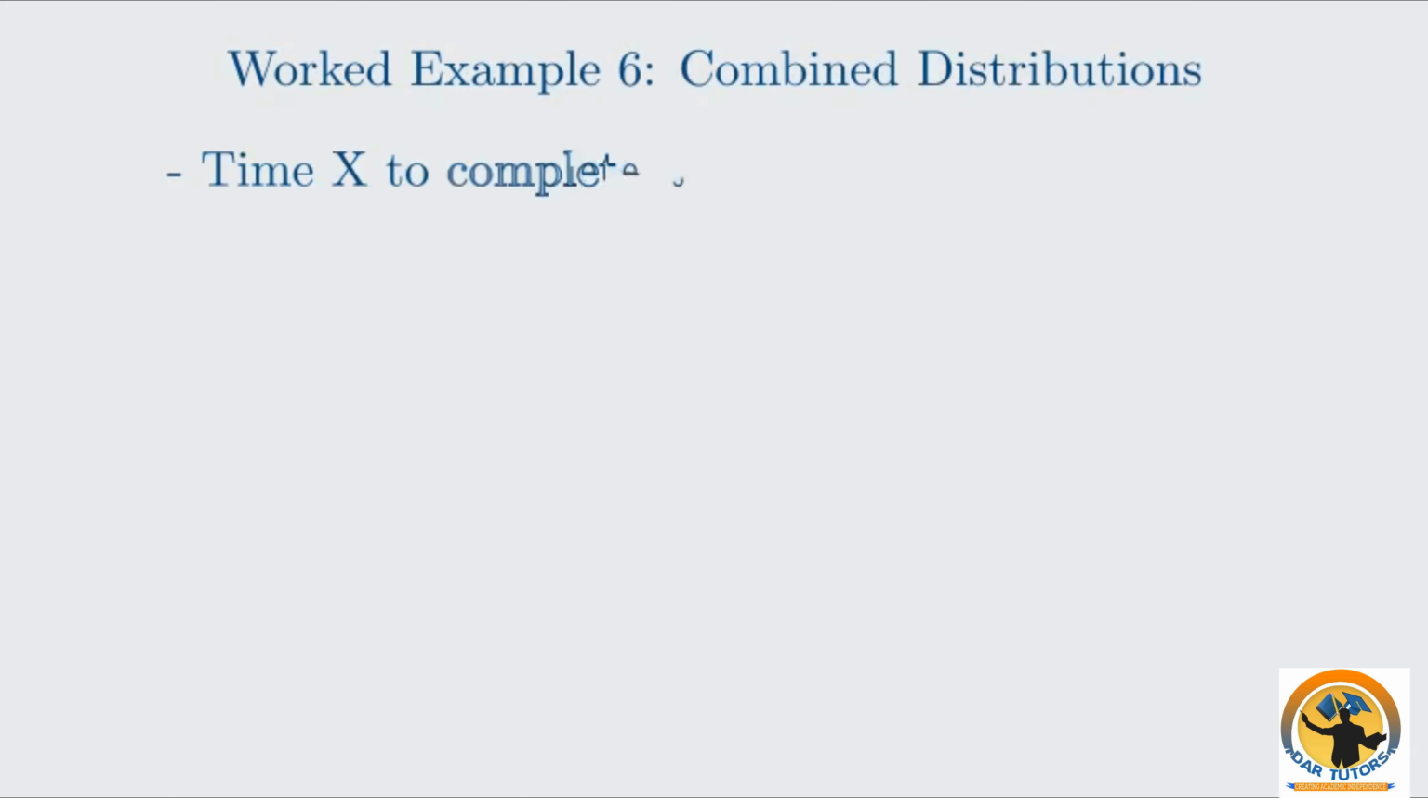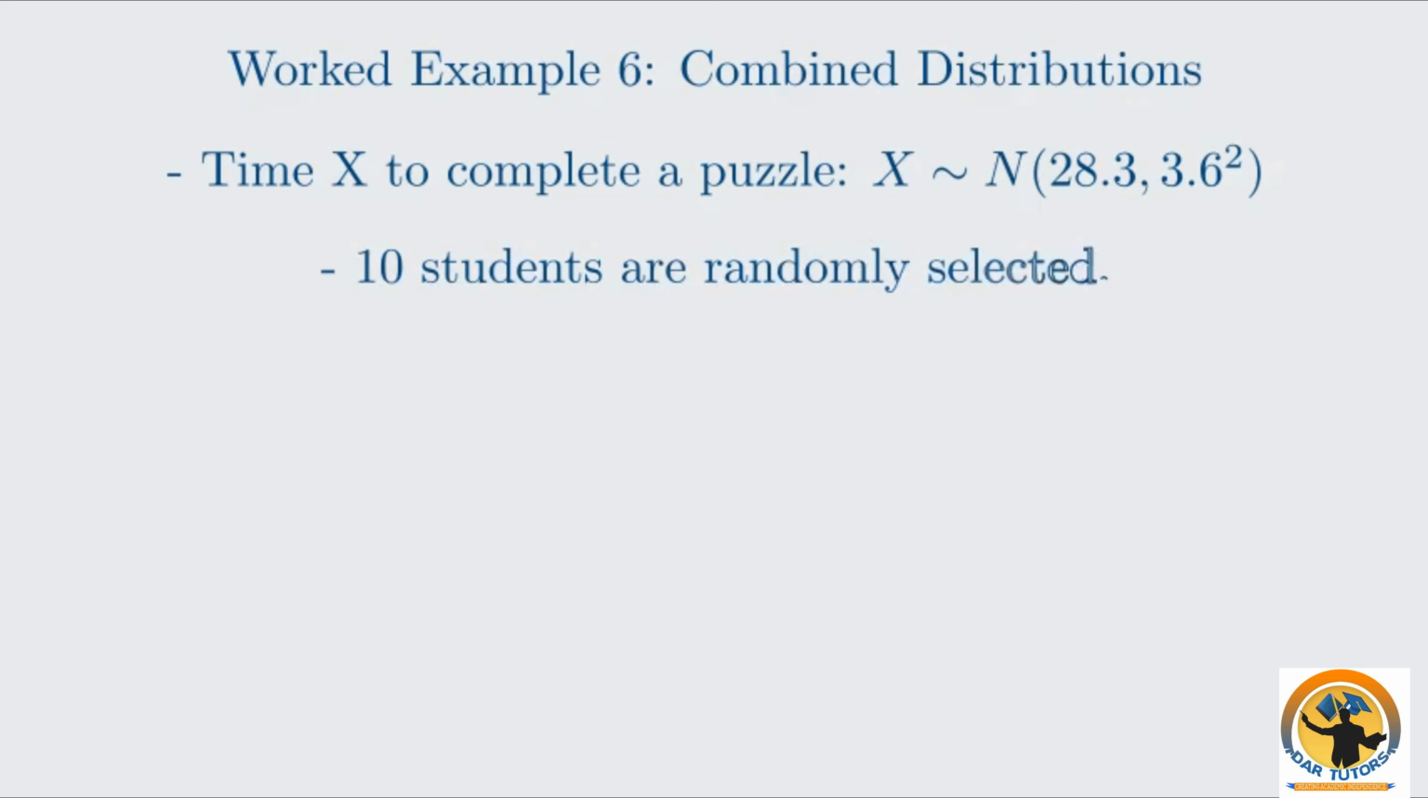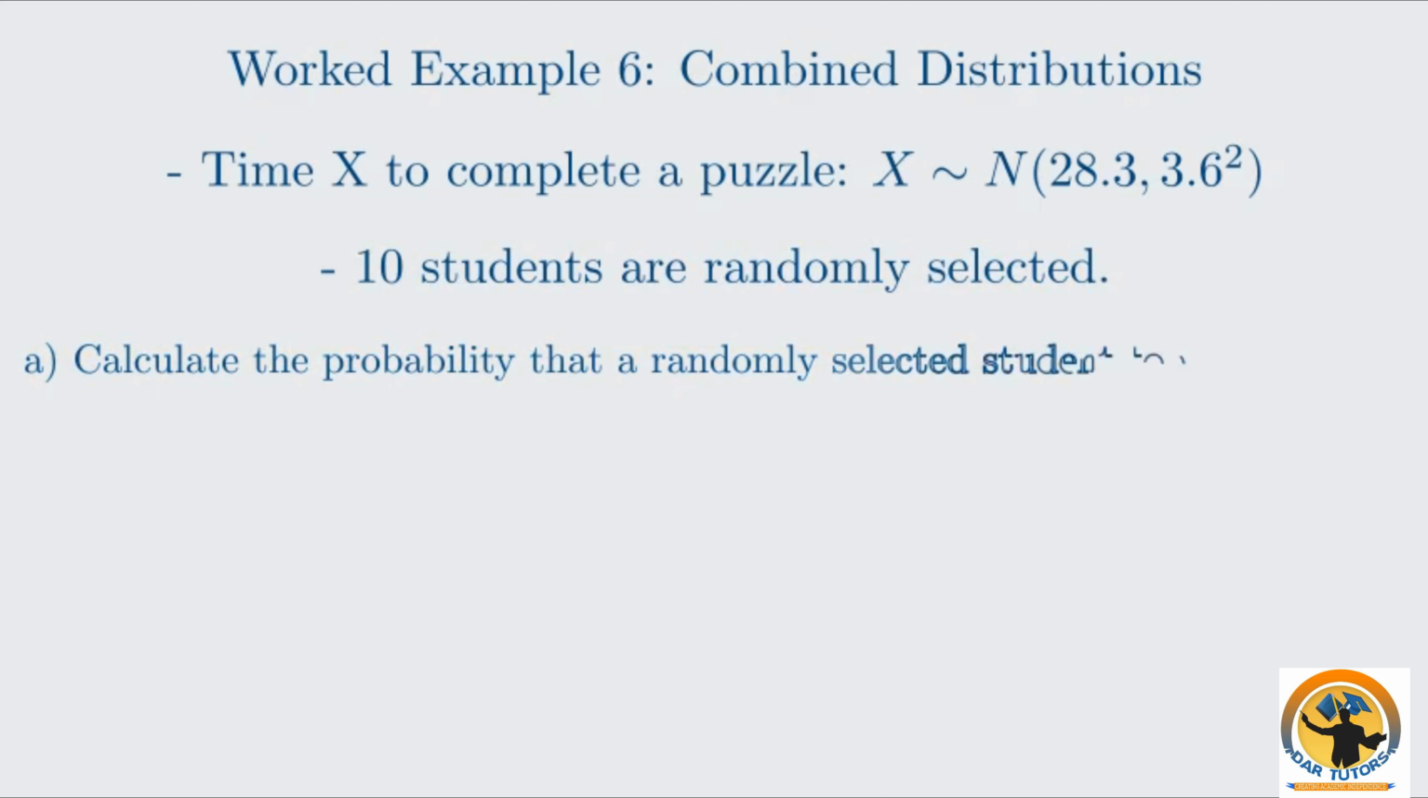So far, we've only dealt with one distribution at a time. The IB exam often combines concepts from different areas, like probability and normal distributions. These are often called combined distribution problems. Here's an example. The times taken by students to complete a puzzle are normally distributed with a mean of 28.3 minutes and a standard deviation of 3.6 minutes. We are selecting 10 students at random. The first part of the question asks for the probability that a randomly selected student took at least 30 minutes to complete the puzzle.